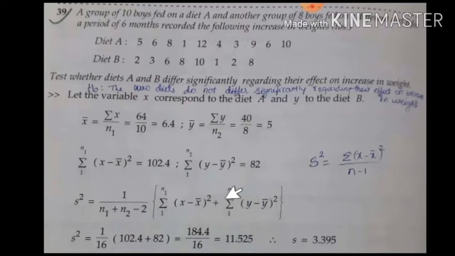So calculate the summation value of X minus X bar. Here they have already done that calculation separately and got 102.4. For Y minus Y bar we get 82, divided by n1 which is 10 and n2 which is 8, so 18 minus 2 is 16. So do the calculation and obtain the S value, that is the standard deviation.